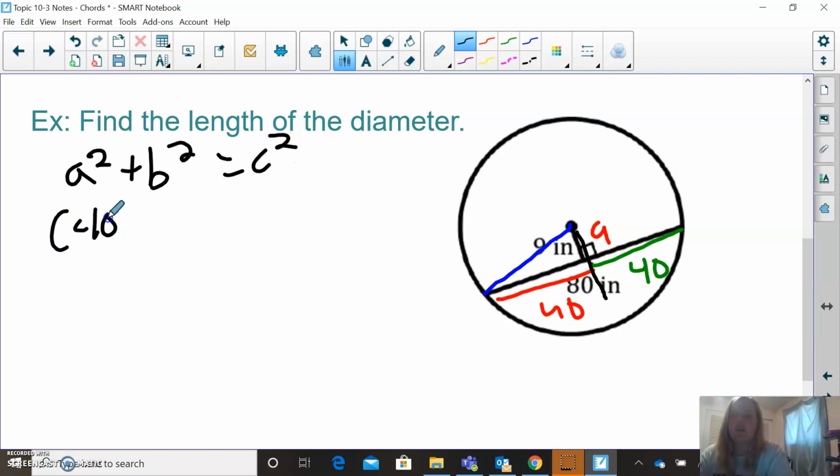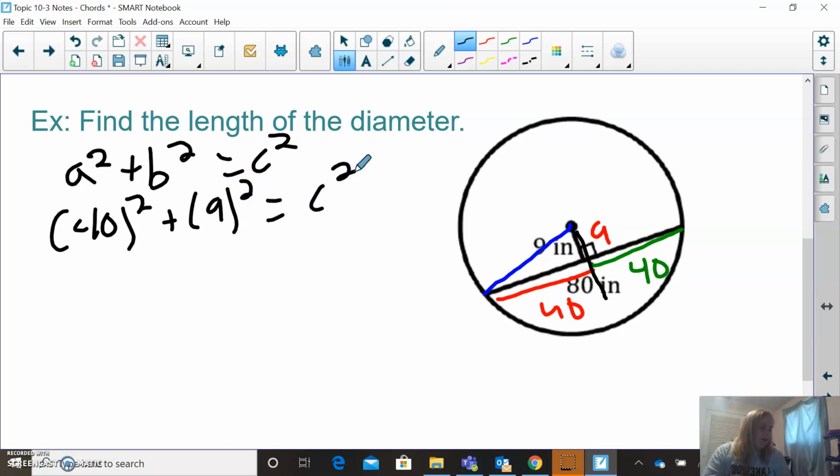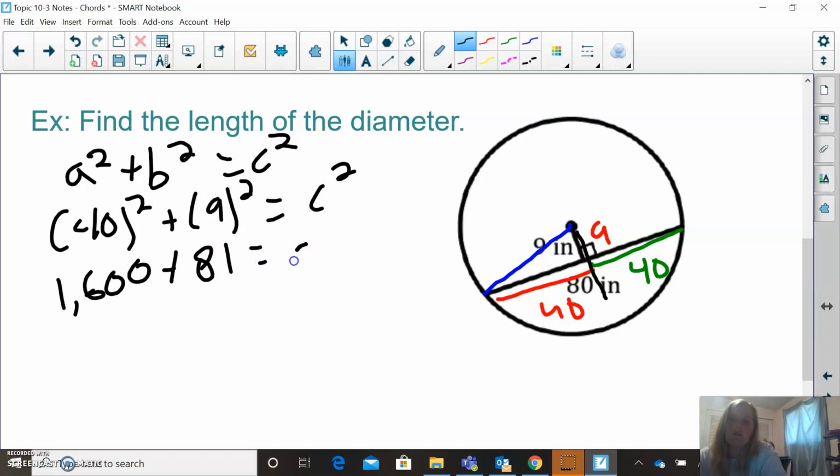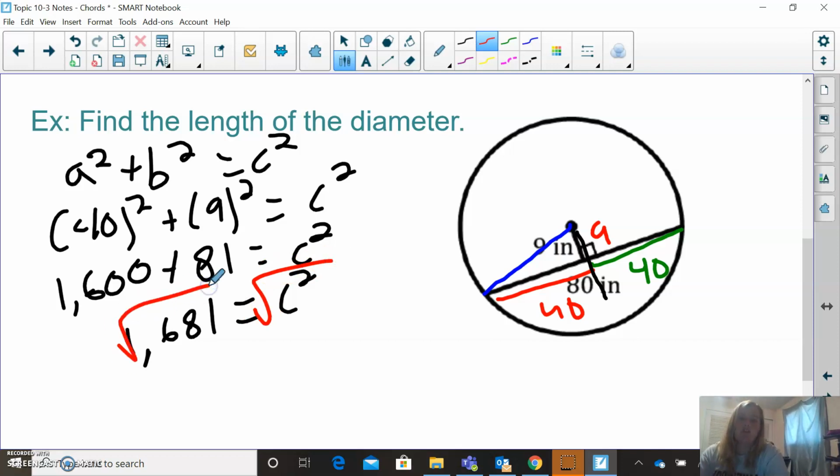So we'll put 40 squared plus 9 squared is equal to c squared, because we're trying to find the longest side, okay? Then 40 squared is 1,600 plus 81 is equal to c squared. Add them together, you get 1,681 equals c squared. Then to undo a square, you need to take the square root. The square root of 1,681 is 41. So 41 equals c.